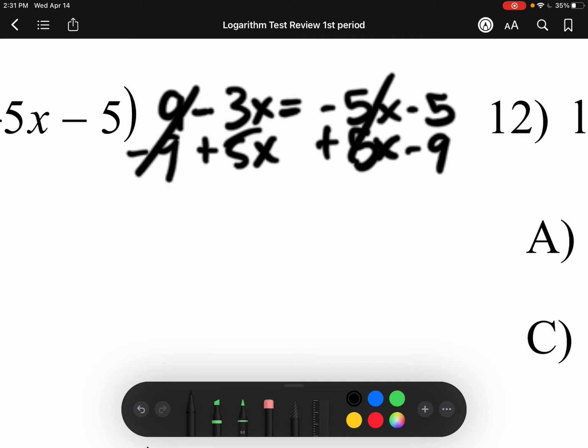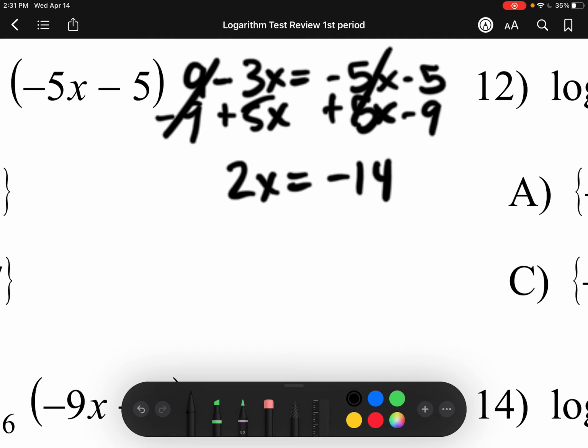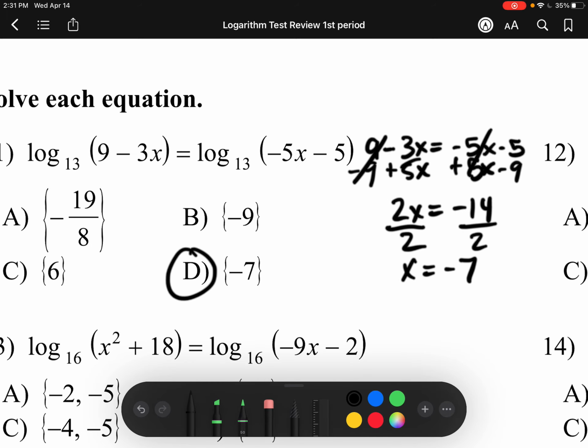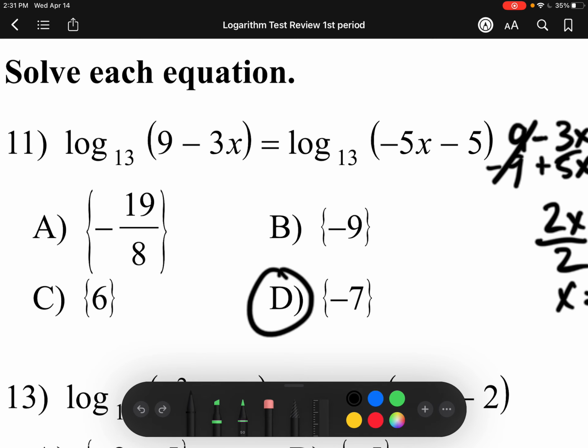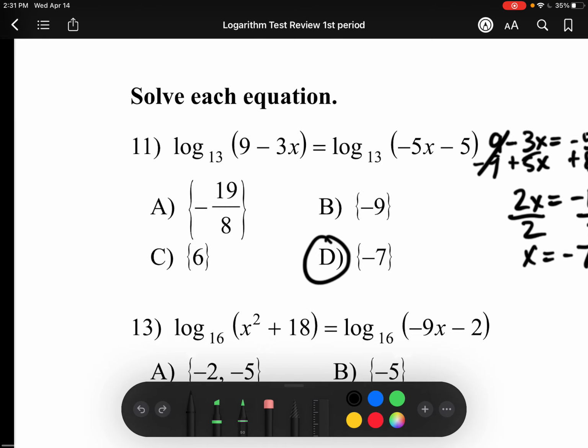So negative 3x plus 5x is 2x. And negative 5 minus 9 is negative 14. Now the final step to solve for x, divide both sides by 2. And you get x is equal to negative 7. Answer D. So on the test, just like this one, all of them are already going to be condensed. So when you get to the log equals log problems, all you have to do is set your terms inside of the parentheses equal to each other and solve for x.